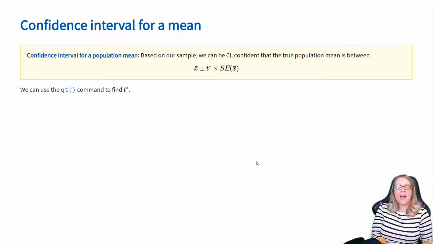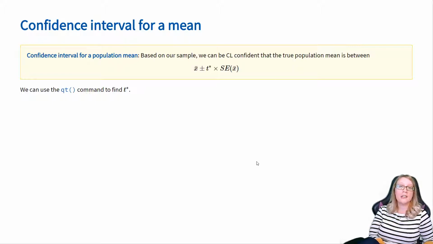So let's start with how we would apply this new t-distribution to find a confidence interval for a mean. Based on a sample, we can be, whatever our confidence level is, confident that the true population mean is between the following. We'll take the sample mean, add and subtract some value from the t-distribution, we'll call that t star, times the standard error of the sample mean. This is very similar to the formula we used in the previous video. However, we're now replacing that 1.96, which we previously got from the normal distribution, with some value from a t-distribution.